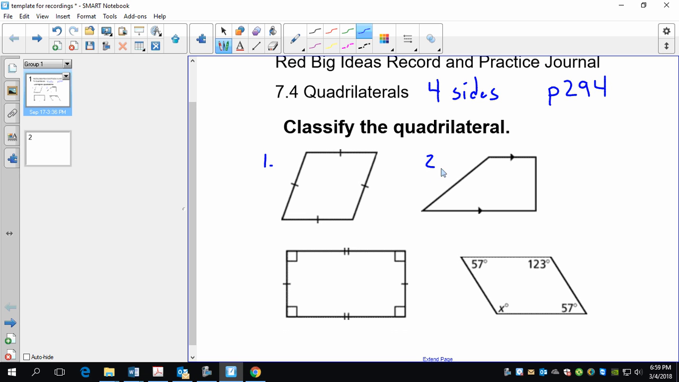So for number one, and these aren't labeled, but it's essentially in your record and practice journal, it's 1, 2, 3, and then this one is 5. But we just have to classify the quadrilateral.